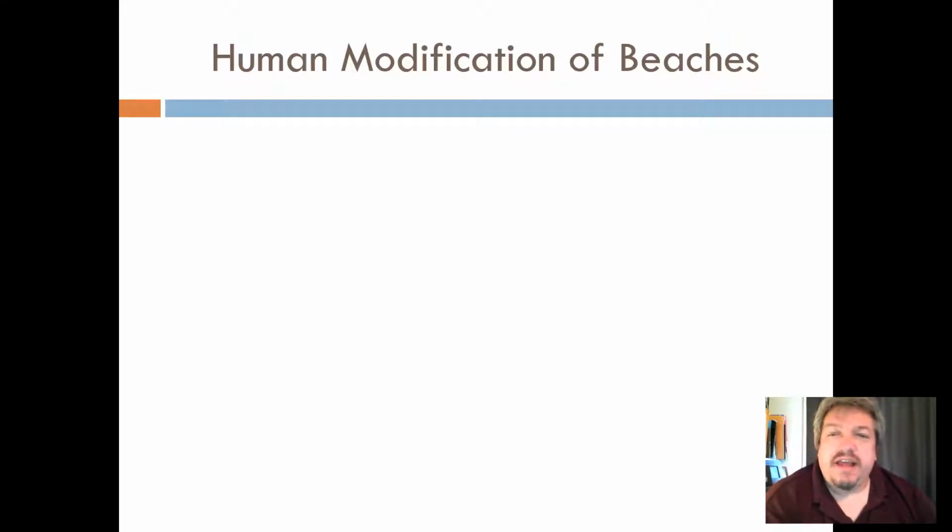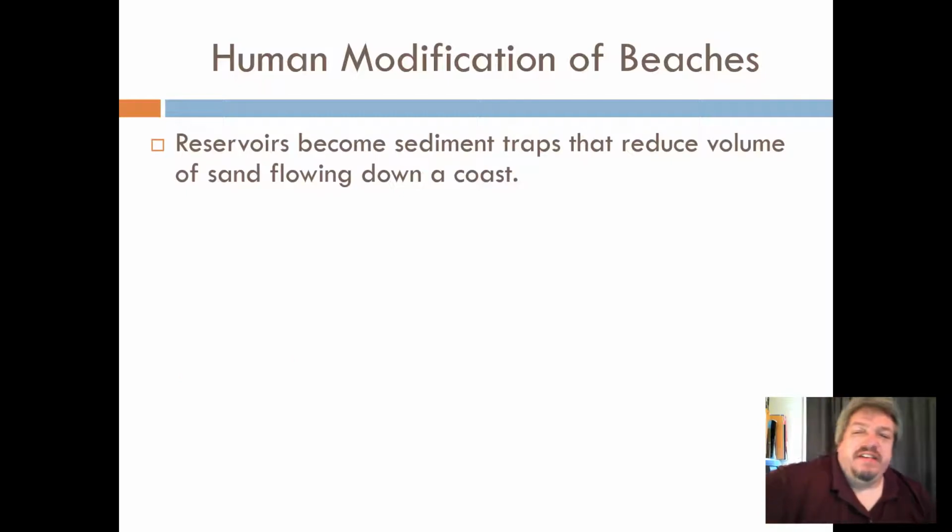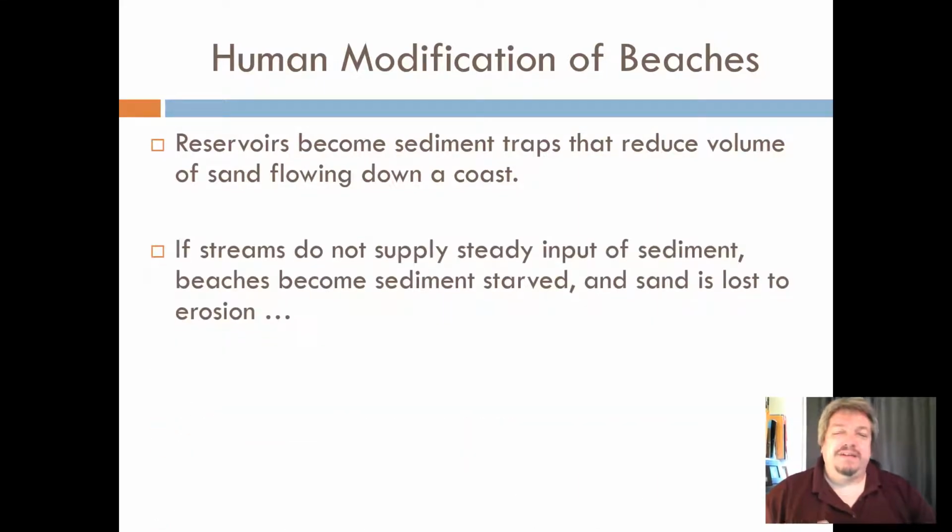One of the things that happens is that by various actions, we stop sand from moving. One of the ways we do that is when we dam rivers. If we dam rivers or change streams so they carry less sediment, as we talked about a little bit before, then there's less sand to build beaches. If this keeps happening, we basically starve the beach of sand, and beaches erode.